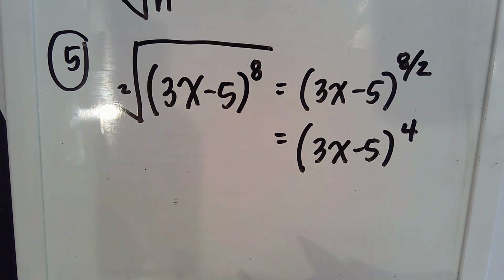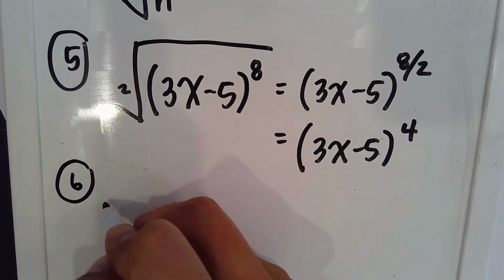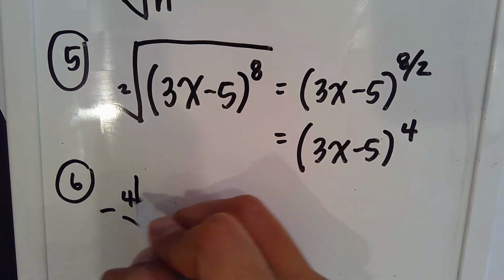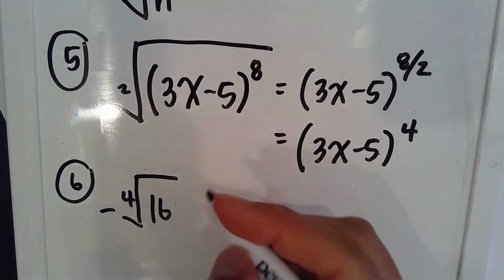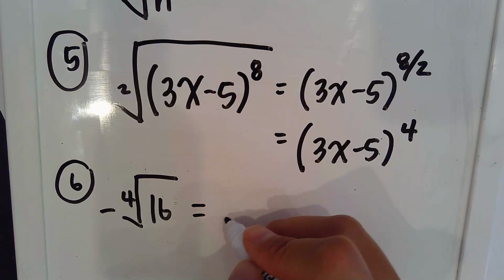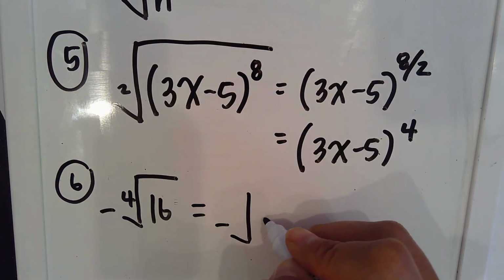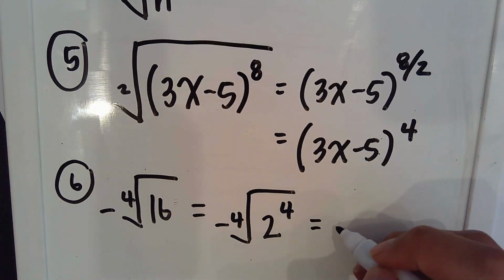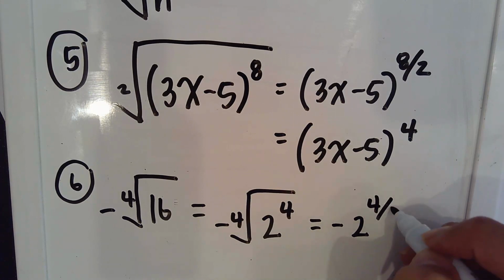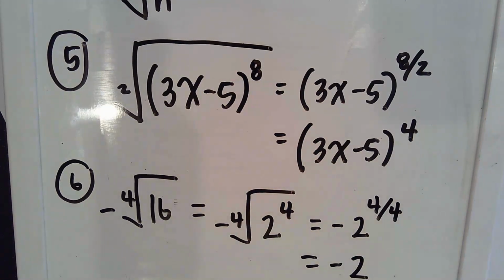Alrighty, so let's simplify here. Now I just want to simplify here. So the 4th root of 16, and there is a negative on the outside. So 4th root of 16. So 16 is what? It's 2 to the 4th power, right? So then this will become a negative 2 to the 4th divided by 4 like that. So it's just going to be a negative 2.